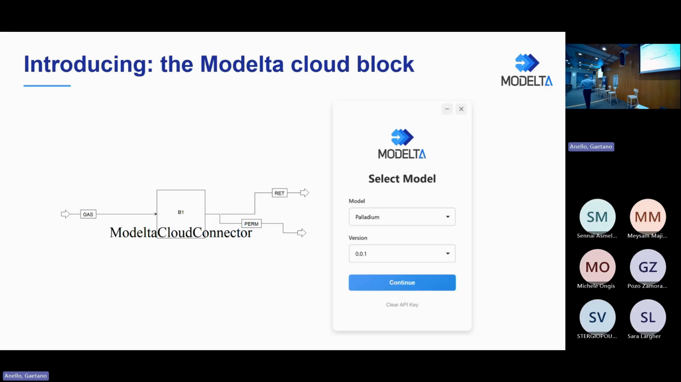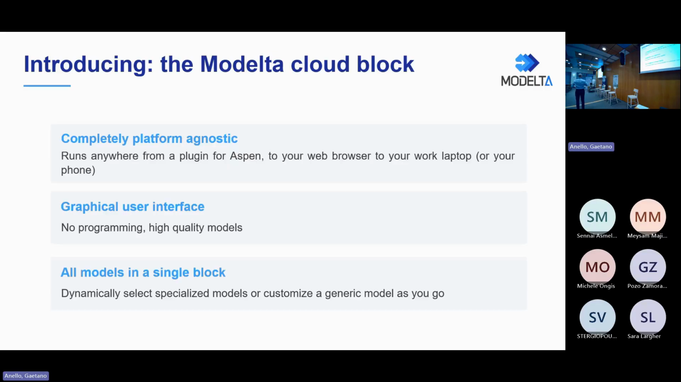So we have this Modelta Cloud block. It's actually just a block in Aspen that you can drag there. When you open it up, this is a very early version, by the way, but just to give you an idea, you can select models from our model database. One of them is the Palladium model. We also have versioning because we know that academics really love their reproducibility. So if we change something along the lines, your calculation next year is not going to be different from today, even if we improve things.